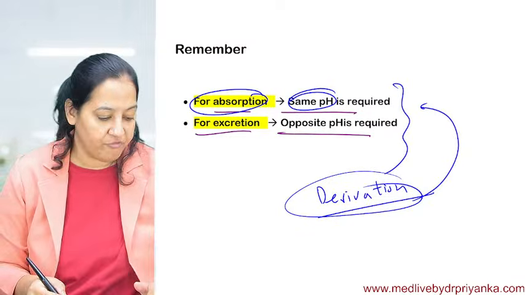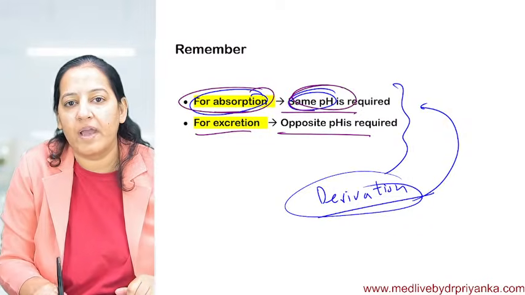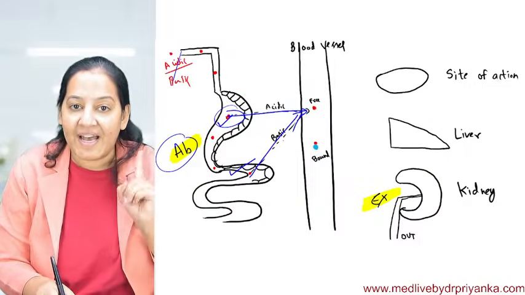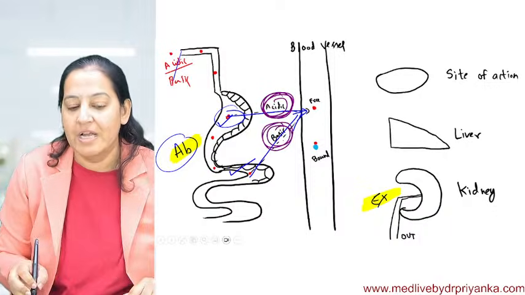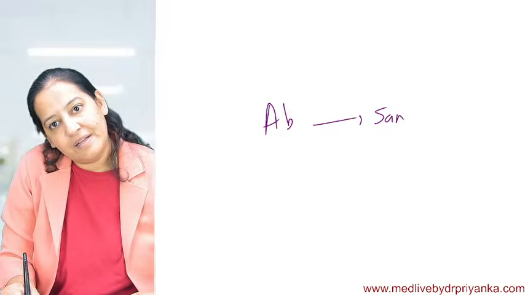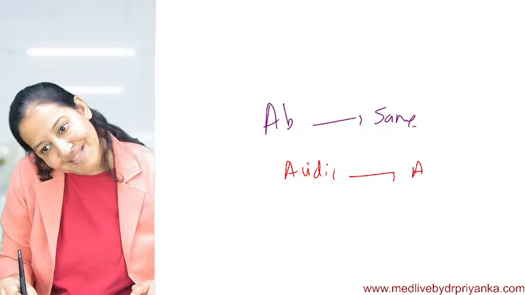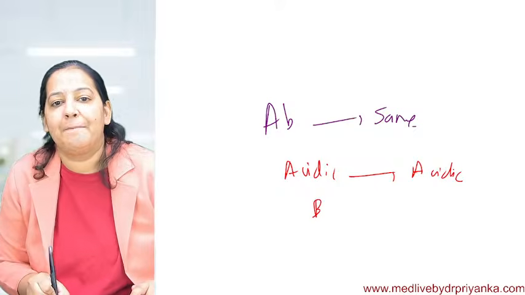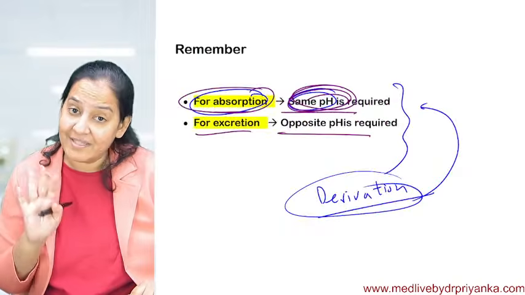How many of you got it? Give me a thumbs up. For absorption, the same pH is required. Acidic is absorbed from acidic and basic from basic. That means an acidic drug is absorbed from the acidic medium, the stomach, and a basic drug is absorbed from the basic medium, the intestine. That is regarding absorption.